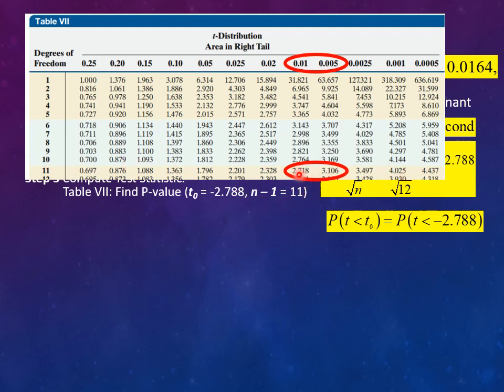So our test statistic is between 2.718 and 3.106. Our test statistic is between these two values. So our p-value is between 0.005 and 0.01, as you can see here. And I've put them in numerical order.